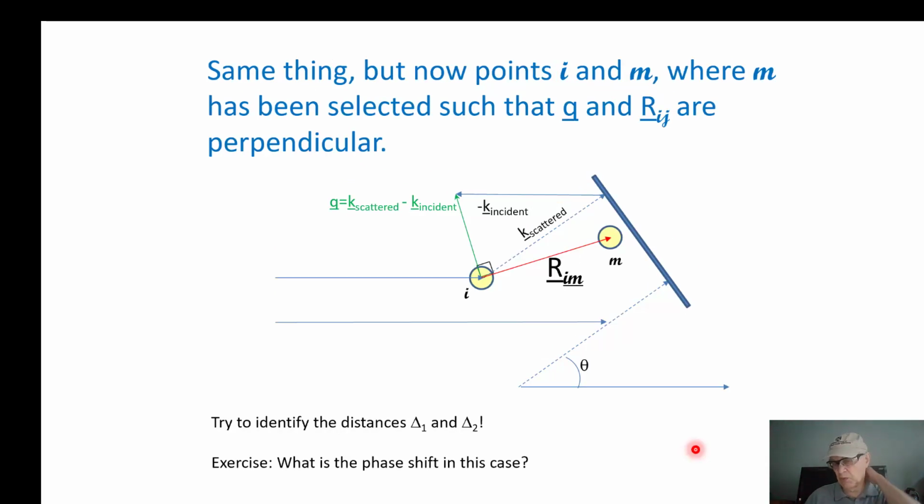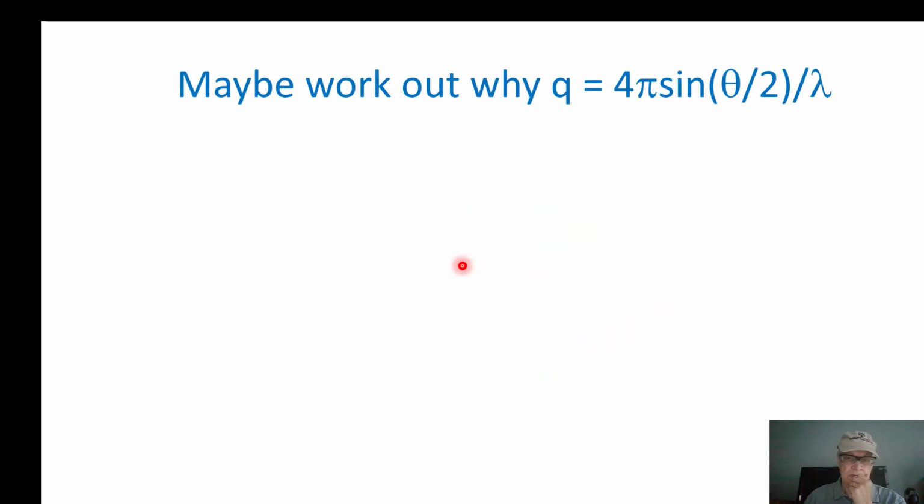This one I think is more difficult still, because the difference between particle I and particle M is actually at a right angle to the Q vector. Okay, so I'll let you do this as a problem set. If you're taking this as a class, this is a problem set. Here we have Q is 4 pi, no refractive index, sine theta over 2 over lambda without the naught. So that actually does make sense.